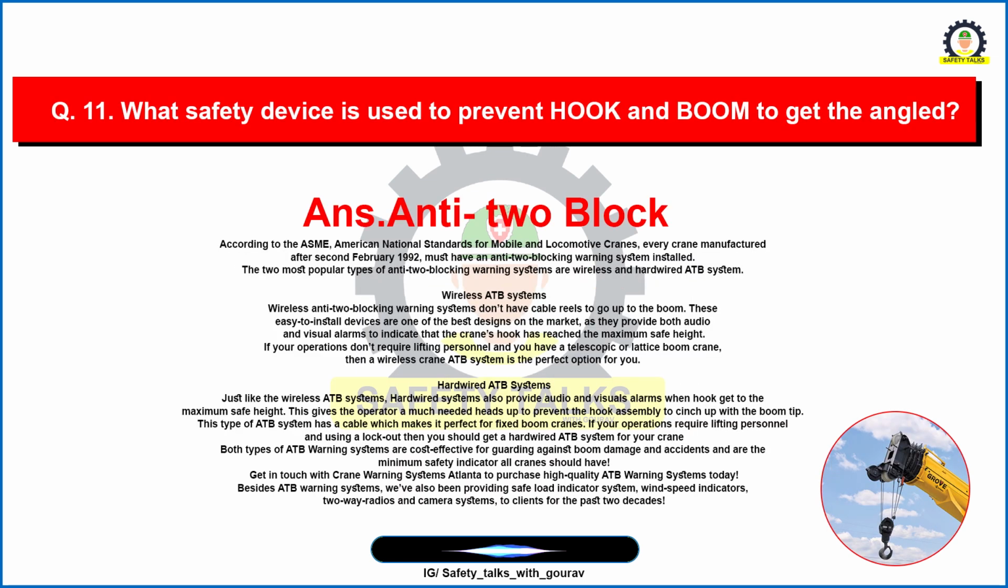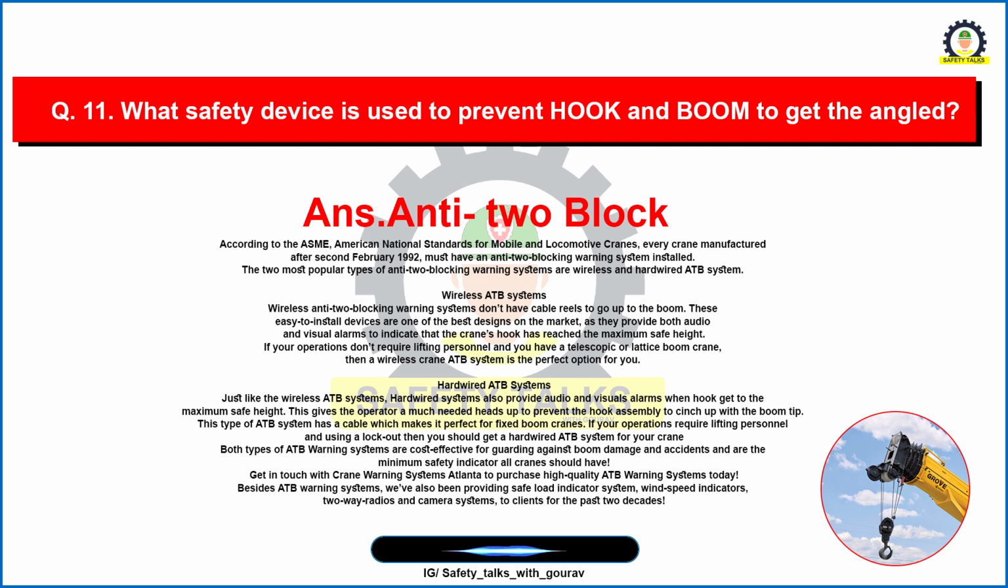Next question is, what safety device is used to prevent hook and boom from getting at an angle? Like, what is the safety device being used to prevent the hook and boom from getting at an angle? So basically the question is related to lifting activities, while we are carrying out lifting activities with the help of cranes. So it is related to that topic. So its answer will be anti-two block system.